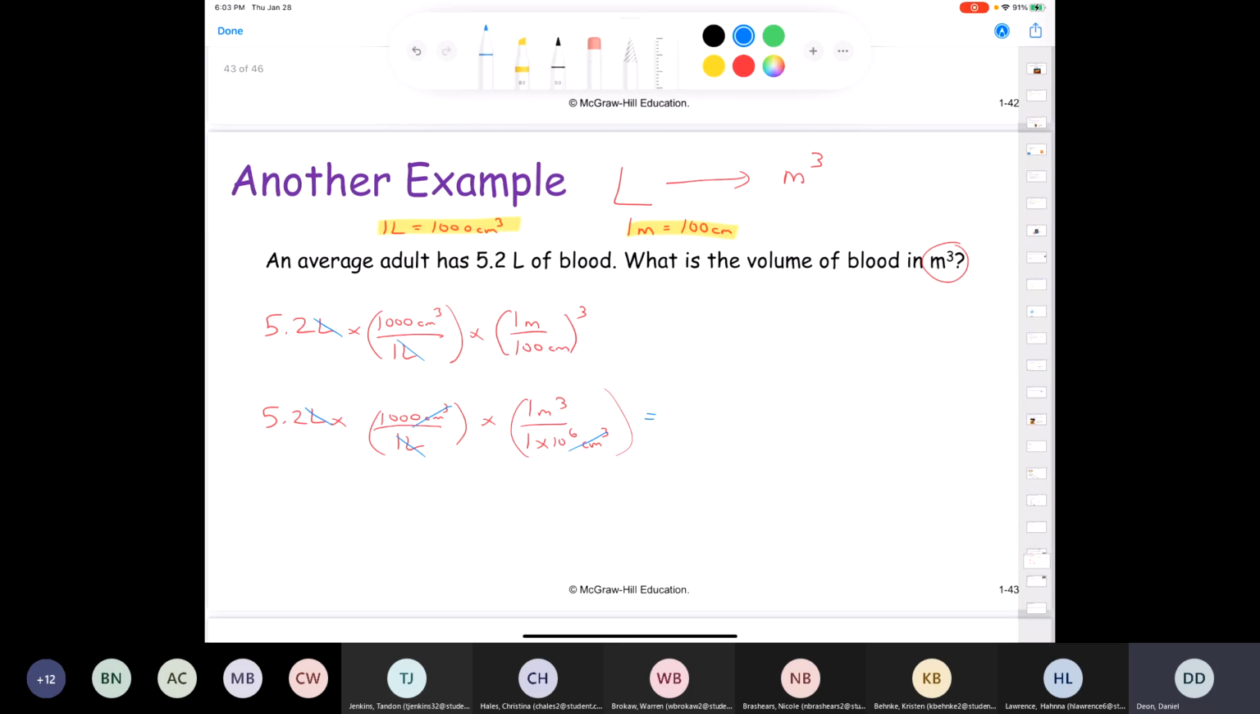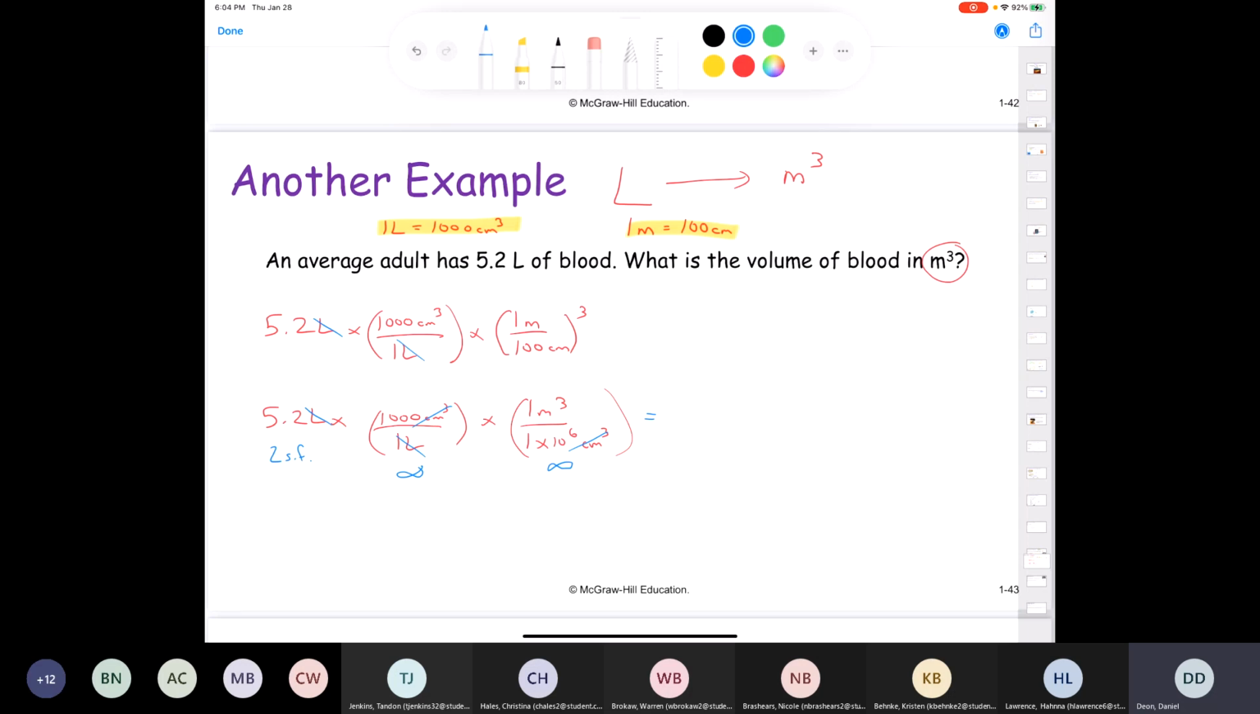Just like that. Now remember, since these are conversion factors in metric, they have an infinite number of sig figs, right? This conversion factor has an infinite number of sig figs. They are exact numbers, right? This is infinite and this is infinite, but here I only have 2 sig figs, and so my final answer can only have 2 sig figs.